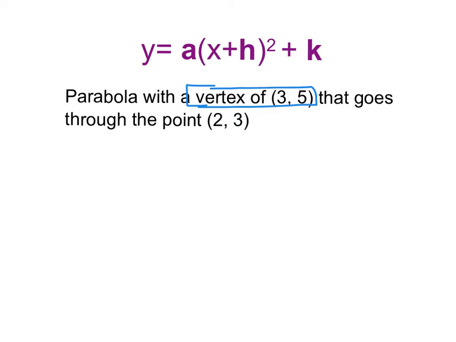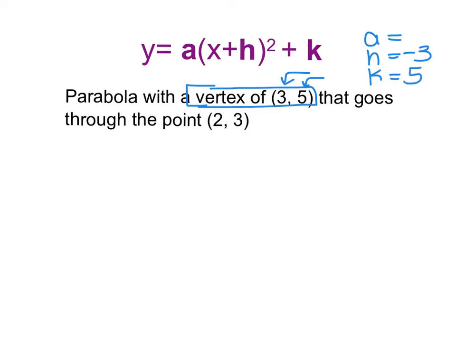So remember, we need to find values for A, H, and K. But what's really nice is, if you remember, H and K are directly related to the vertex. H is the opposite of the x-coordinate of our vertex. So our H is really the opposite of that 3, which is -3. And our K is the y-coordinate of our vertex, so our K is 5.